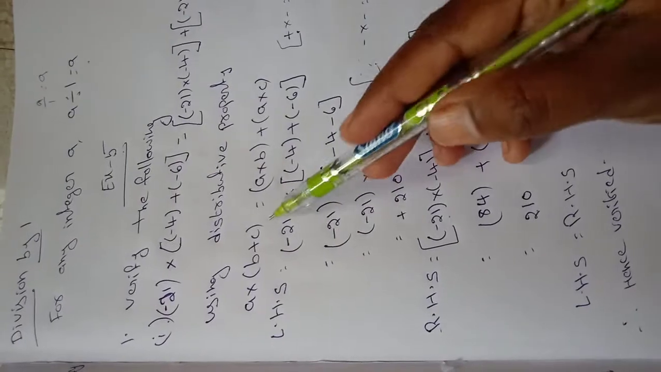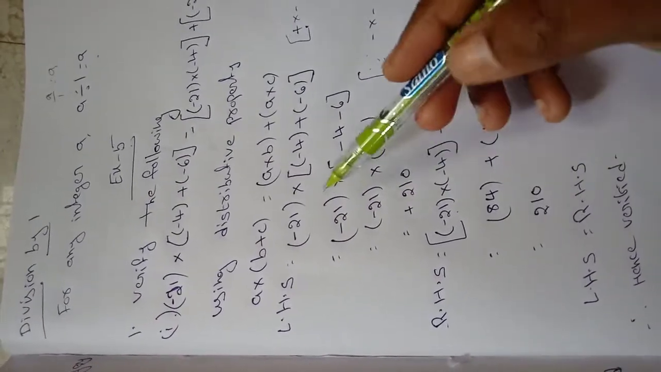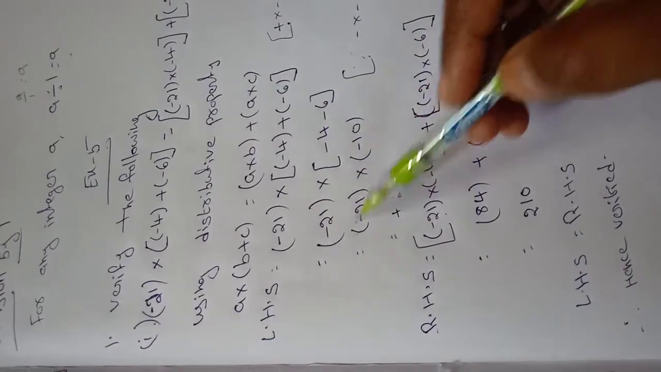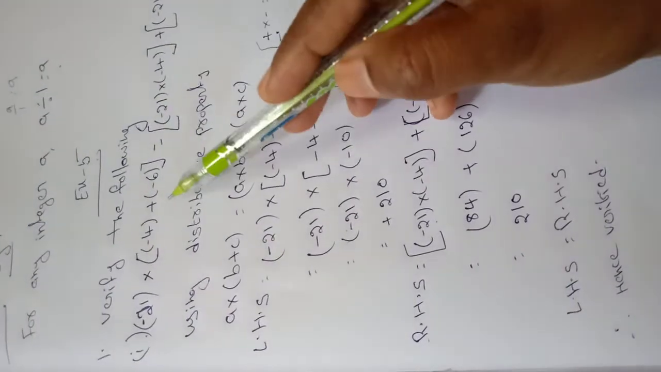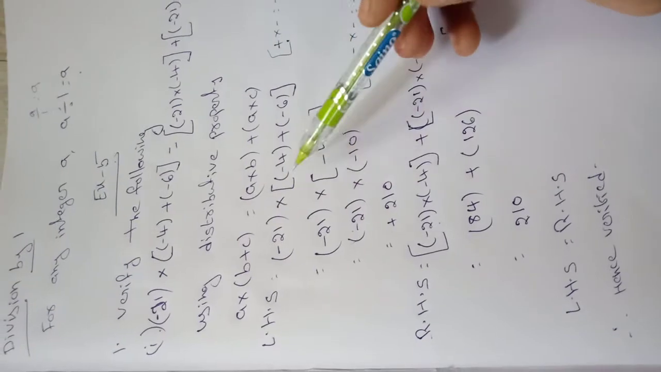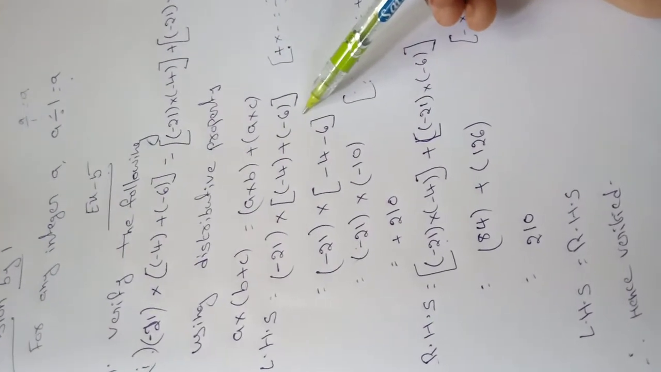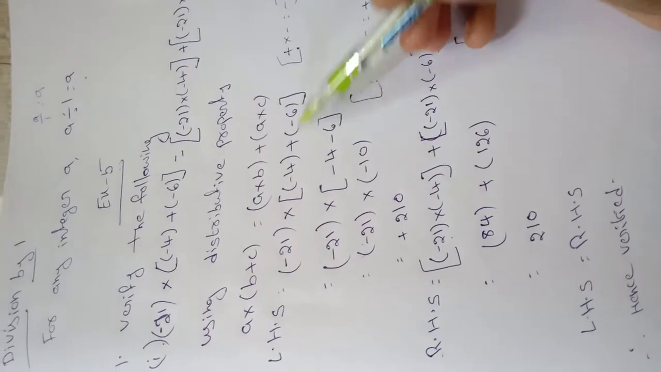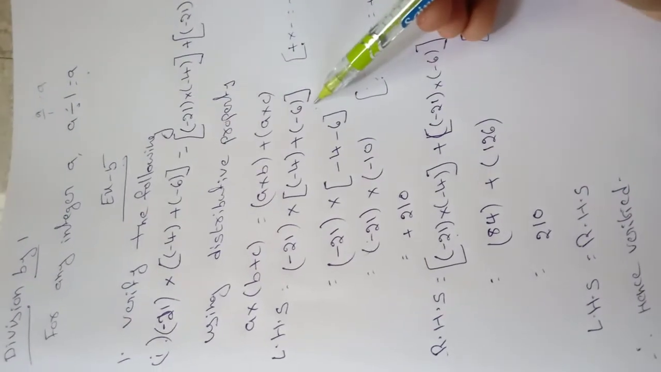Here we are solving by LHS and RHS verification, so we should compare both and show they are equal. First we take the LHS, which is the left hand side. In the question, what is the left hand side? This one. First we write minus 21 into (minus 4 plus minus 6). Whatever the question, we first work inside the bracket.